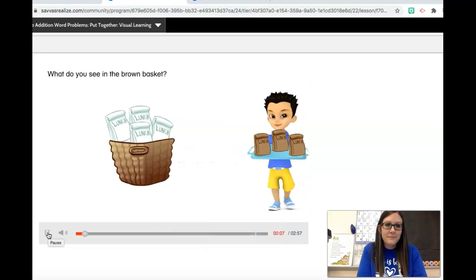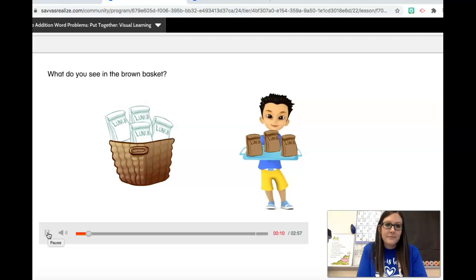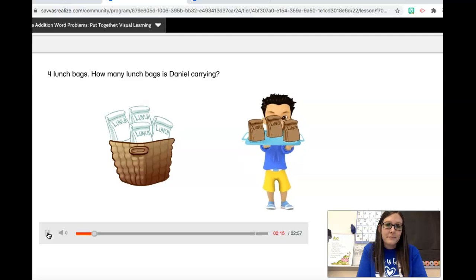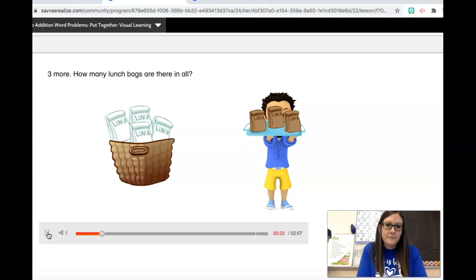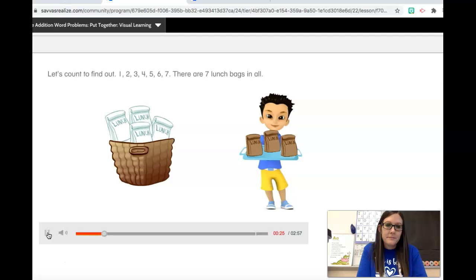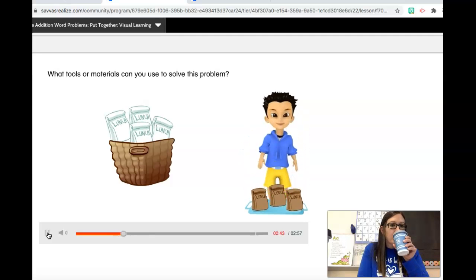What do you see in the brown basket? 4 lunch bags. How many lunch bags is Daniel carrying? 3 more. How many lunch bags are there in all? Let's count to find out. 1, 2, 3, 4, 5, 6, 7. There are 7 lunch bags in all. What tools or materials can you use to solve this problem?